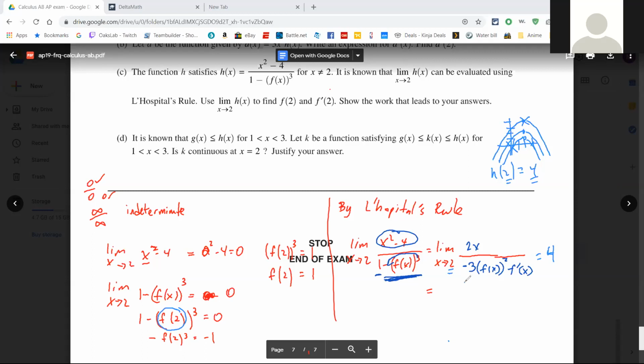So if I plug in 2, I end up with 4 on top, minus 3 f of 2 squared, f prime of 2 equals 4. So how can we finish this off from there? What are we solving for? f prime of 2. So we're solving for this. So our goal is to get that by itself. That means we should be able to replace this with something else, which we should have the answer to. We solved for it earlier. The answer to that is 1. So 1 squared is 1. 1 times minus 3 is minus 3.